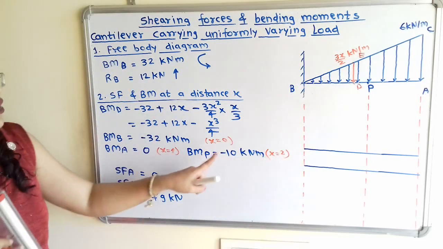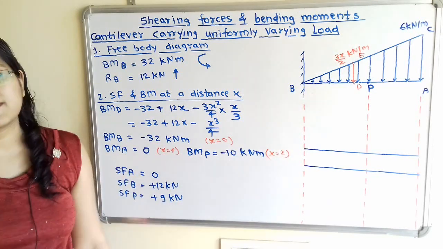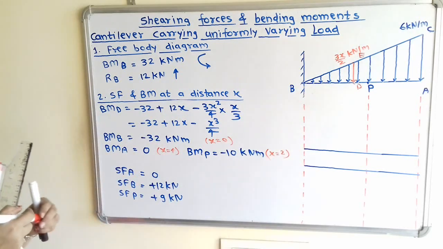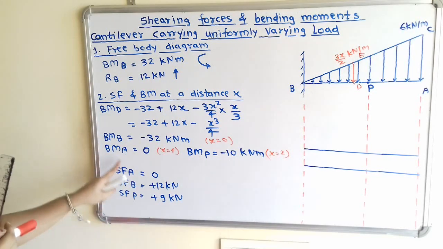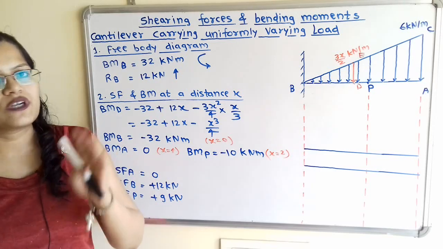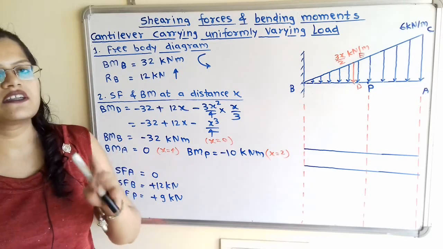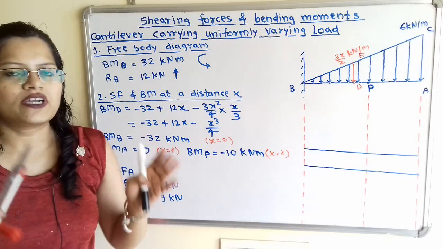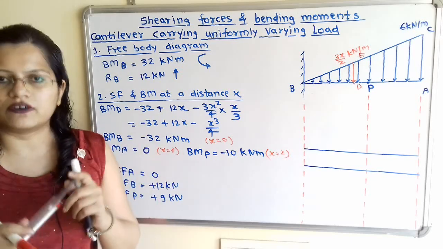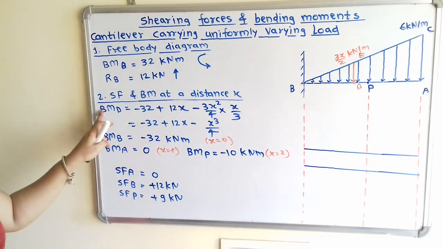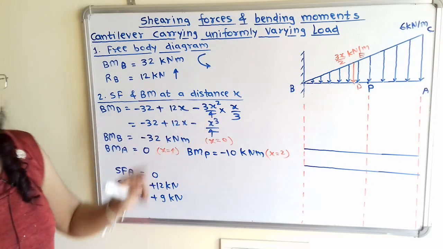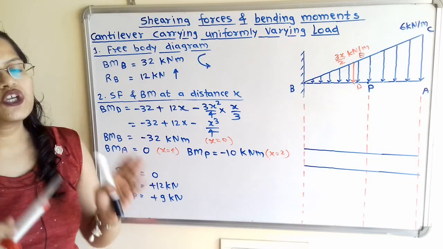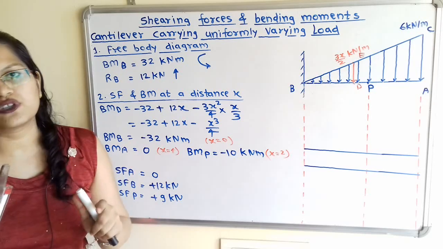Now we will plot the shear force diagram as well as bending moment diagram. Now when we observe the formula to calculate shear force, then it is in terms of x square, that is second order equation. So it will follow the parabolic curve. And for bending moment it is in terms of x cube. So it will follow the cubic curve. Now we will show these curves.